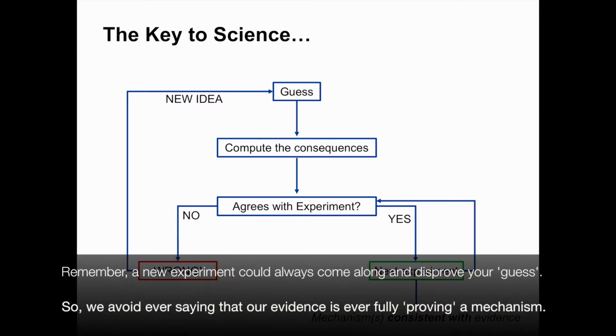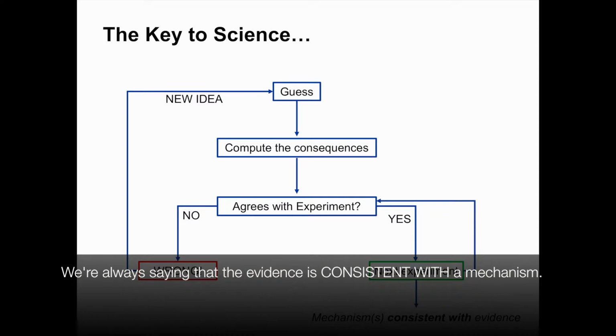Remember, a new experiment could always come along and disprove your guess, so we avoid ever saying that our evidence is fully proving a mechanism. We're always saying that the evidence is consistent with a mechanism.